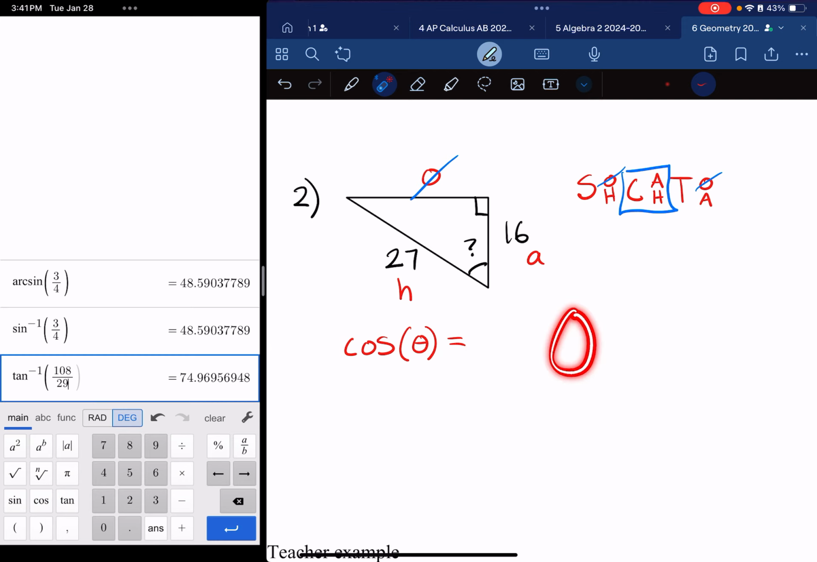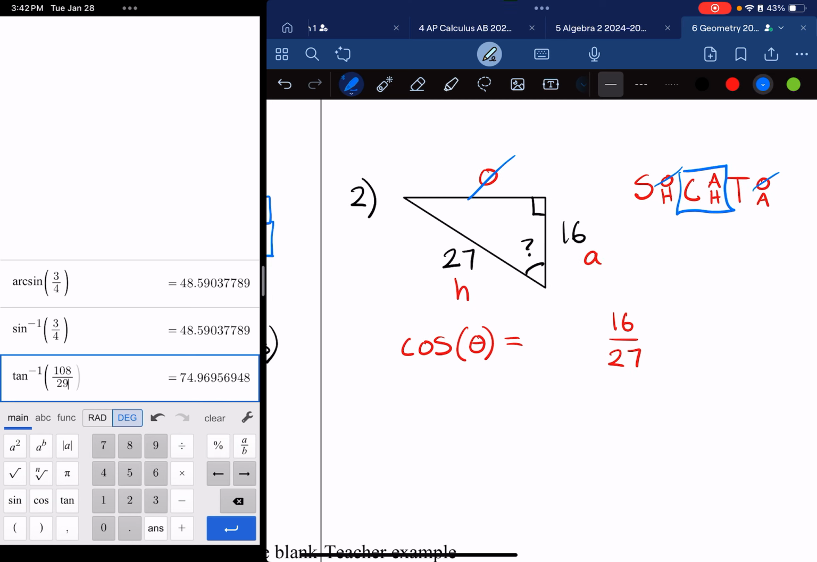I'm going to write my angle right here. I'm going to say adjacent over hypotenuse. Adjacent over hypotenuse is 16 over 27. I'm going to write out my 16 over 27, and then I can get ready to undo cosine by taking the arc cosine of both sides. So I'll write out arc cosine of the left and arc cosine of the right, and on the left side arc cosine and cosine cancel each other out, leaving behind your theta.